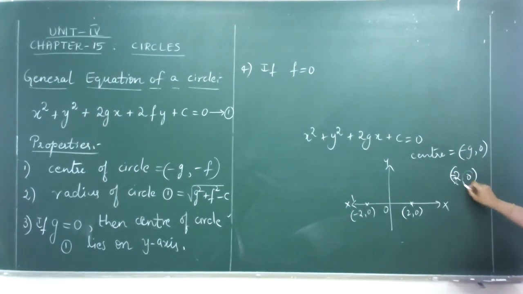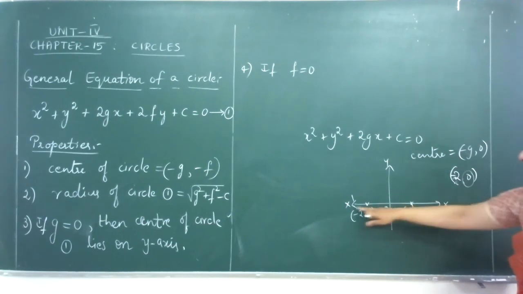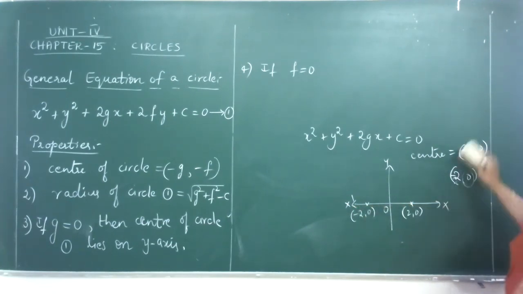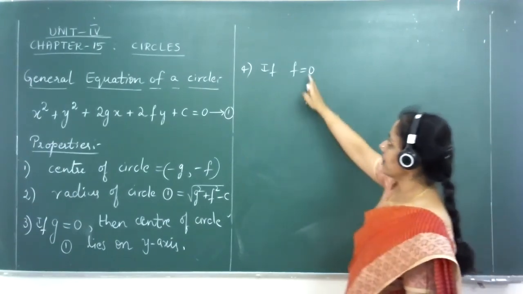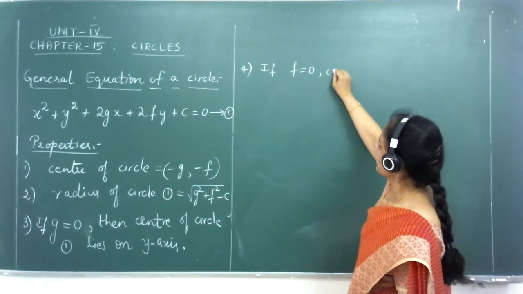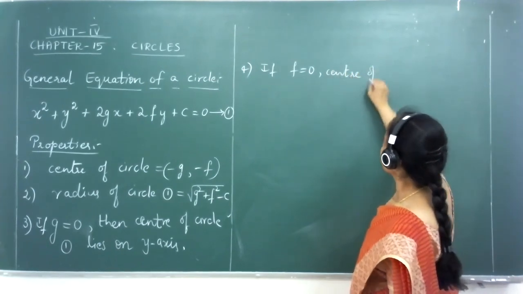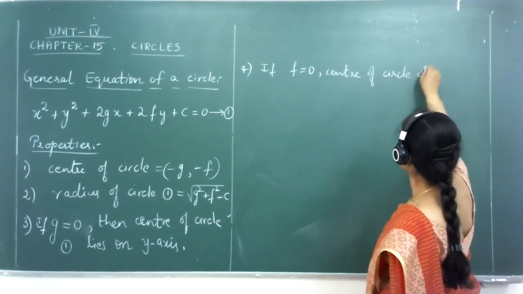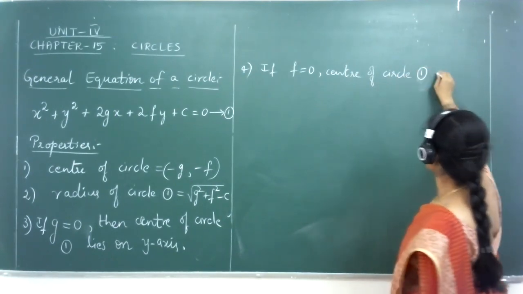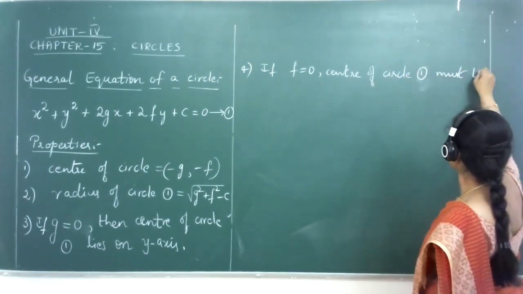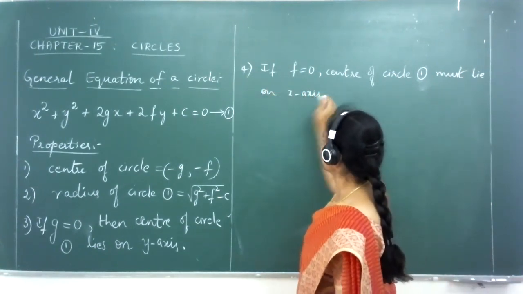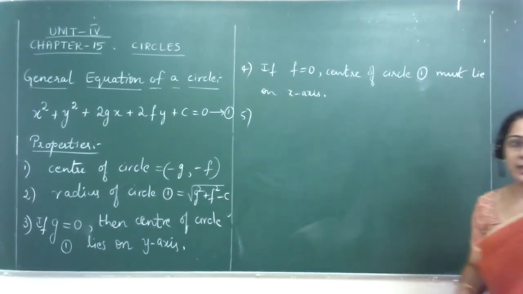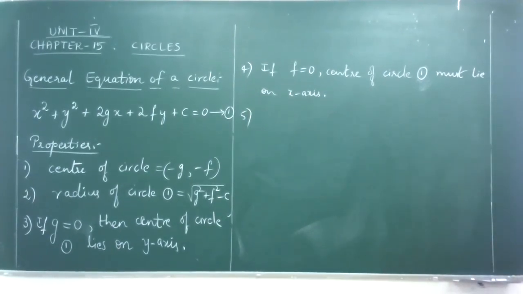To generalize, whenever the y coordinate of a certain point is equal to 0, then it should be a point which has to lie on the x-axis. And so is the inference that we have here. Whenever f is equal to 0, then the center of circle 1 has to lie on the x-axis. Now the fifth condition, wherein we consider c equal to 0.